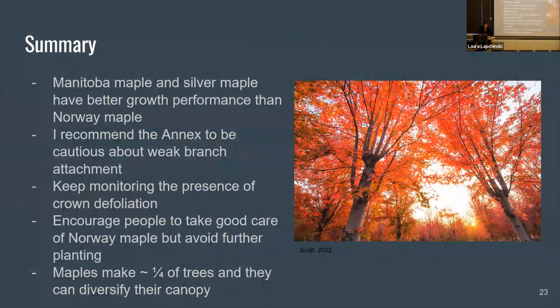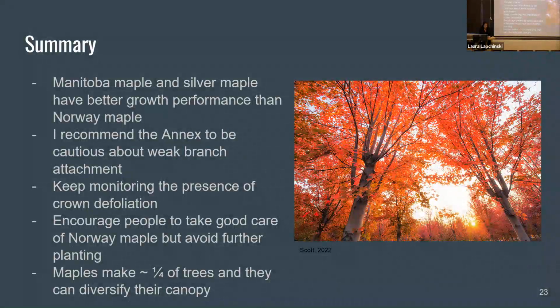As expected, Manitoba maple and silver maple have grown faster in DBH than Norway maple. Their performance in health condition with the three indicators is similar. Rot and cavity on trunk is not a huge concern for them, while crown defoliation and the poor attachment are affecting their health, especially for Norway maple.